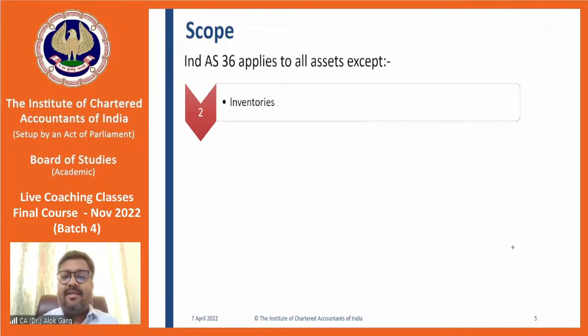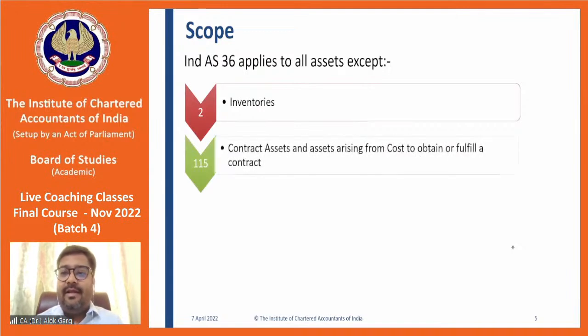So Ind AS 36 concept is comparing the carrying value and the recoverable value, right? And the concept of recoverable value is something different than the net realizable value. The concept of recoverable value is higher of fair value less cost to sell and value in use. So guys, on inventories impairment, Ind AS 36 is not applicable. On inventories impairment, Ind AS 2 is applicable.